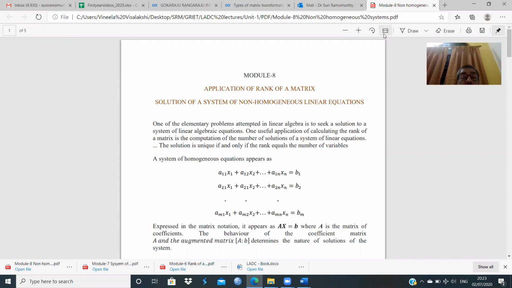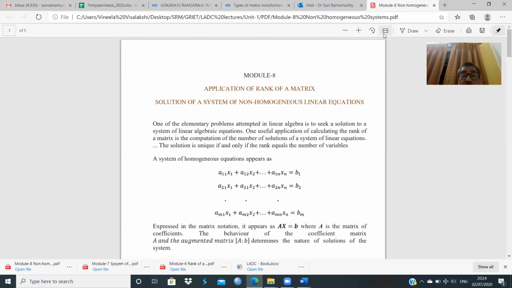A system of non-homogeneous equations appears like a11x1 plus a12x2 and so on equal to b1, and so on, am1x1 plus am2x2 and so on, amnxn is equal to bm. So this is a system having m rows and n columns, or m equations involving n decision variables. Expressed in the matrix notation, it appears as Ax is equal to b, where A is called the matrix of coefficients, x is the solution vector which we are seeking, and b is the constant vector on the right hand side.